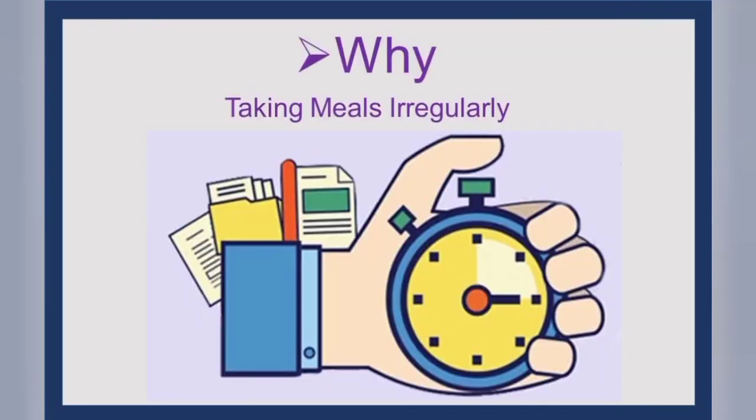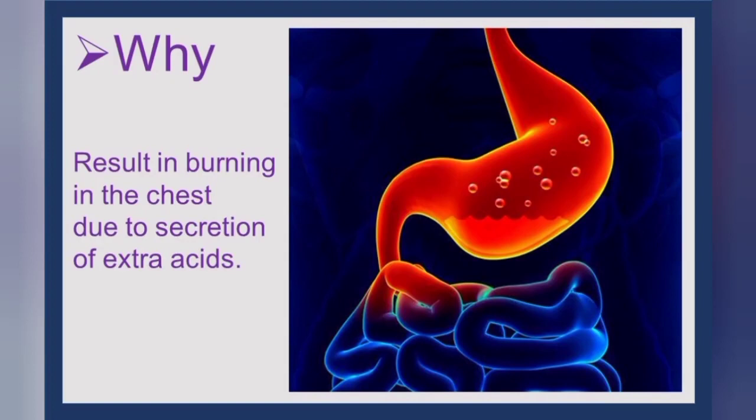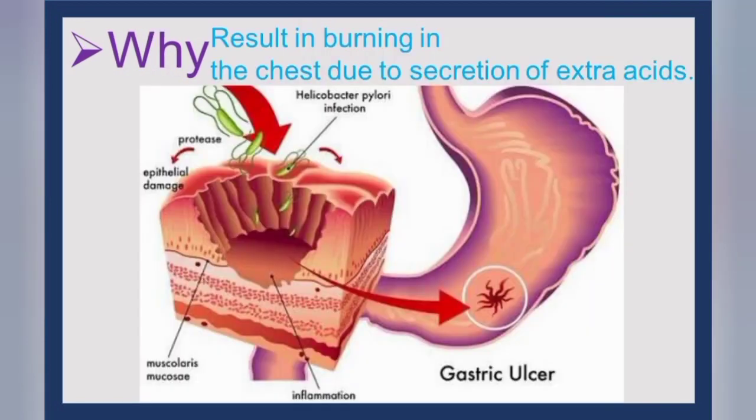Next is taking meals irregularly. We are taking our meals very irregularly, and that is another reason for gastritis. It results in burning in the chest due to secretion of extra acids. So when these extra acids secrete, at that time we feel a very different type of situation.